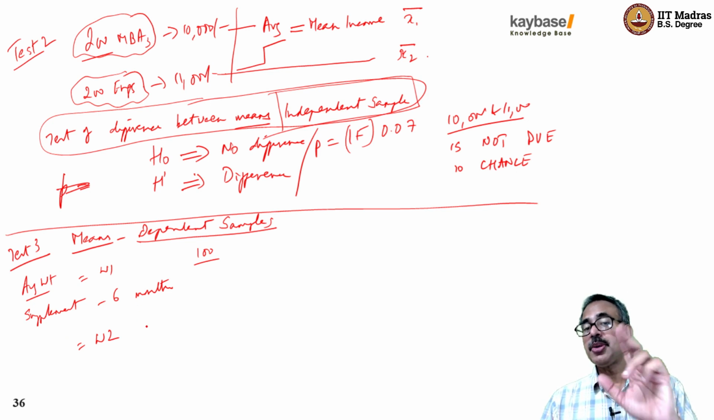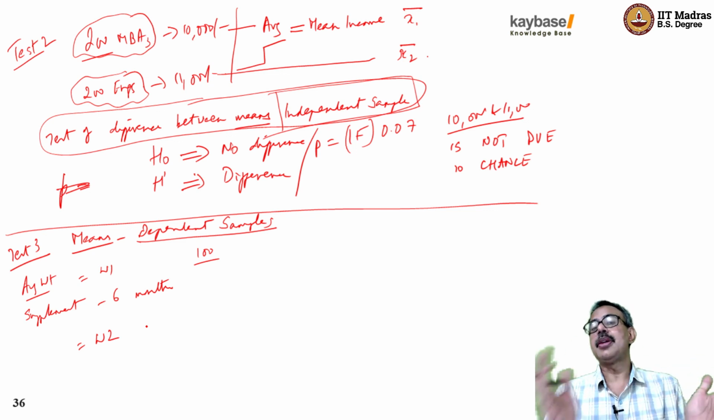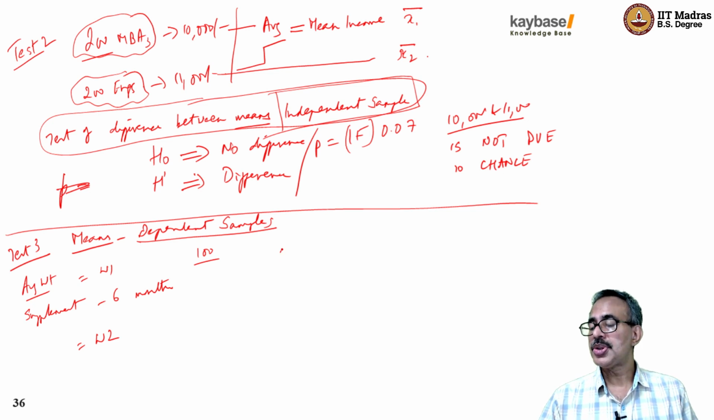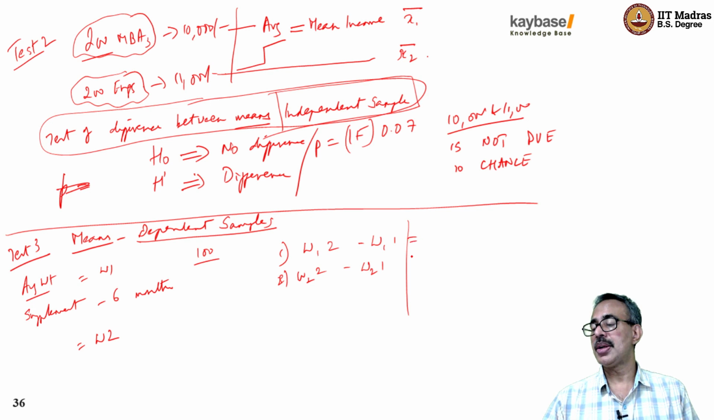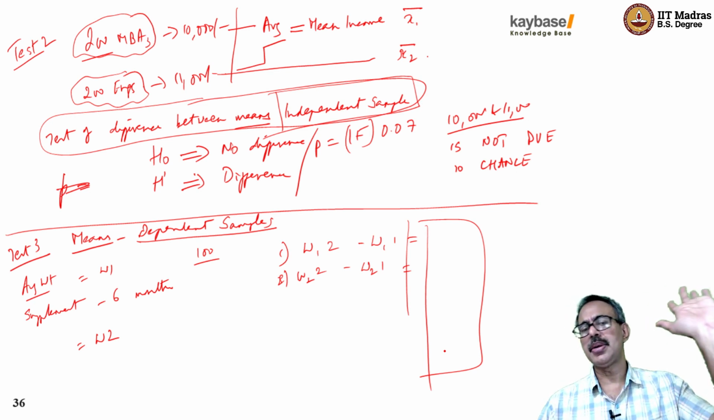So this is a different sample, but the same set of children you are measuring before and after. So it's called a dependent sample. And the way you formulate the problem is, for child 1, weight 2 minus weight 1, and for child 2, weight 2 minus weight 1, and so on and so forth. That is the way you calculate the mean difference, and then you apply the test like any other.